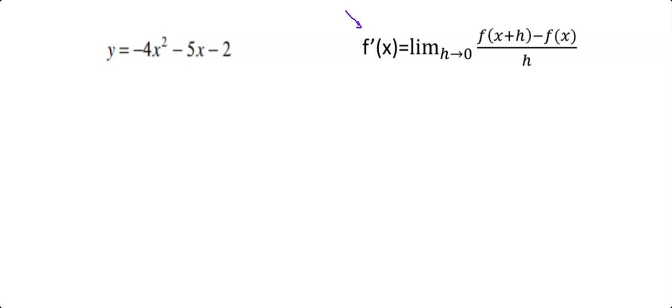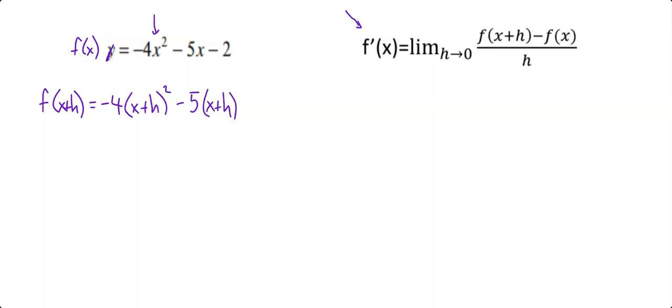So let's take, first of all, f of x plus h. The y equals is the same as f of x. So f of x plus h means I substitute x plus h in for the x. So we have negative 4 times (x plus h) squared minus 5 times (x plus h) minus 2.